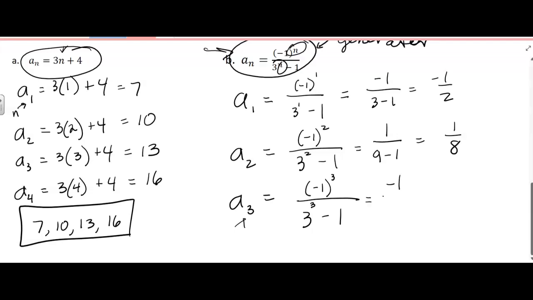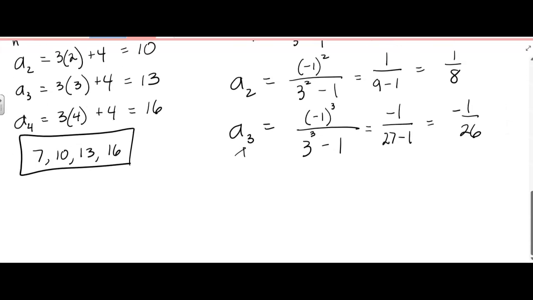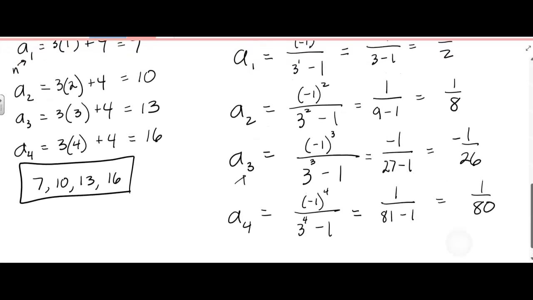I get negative 1 in the numerator. Negative 1 times negative 1 times negative 1 is negative 1. Then I get 27 minus 1, or negative 1 over 26. And I'm supposed to find 4 terms, so I got to do one more. A sub 4 is going to be negative 1 to the 4th power and 3 to the 4th power minus 1. Okay, so negative 1 to the 4th power is positive, and then 3 to the 4th power is 81 minus 1. So I get 1 over 80. Okay, so there's my first 4 terms.